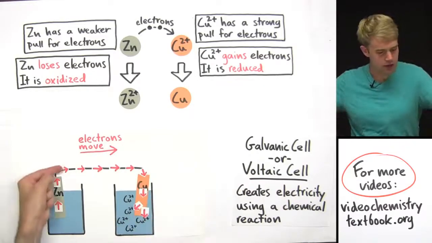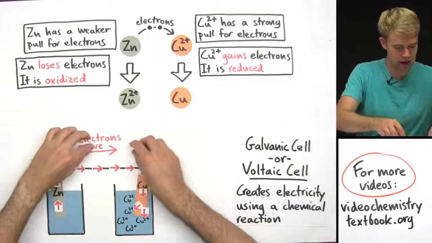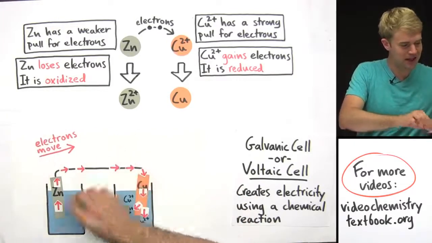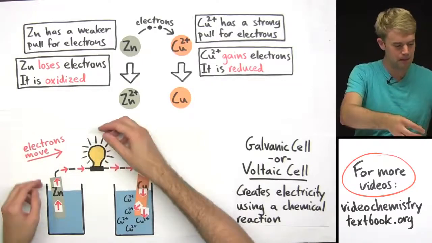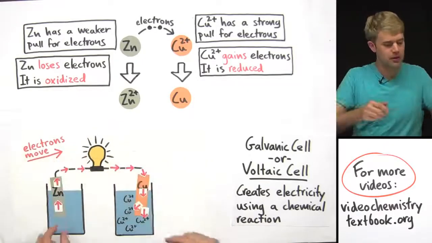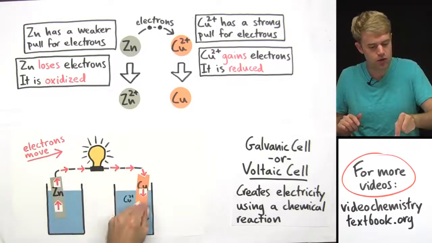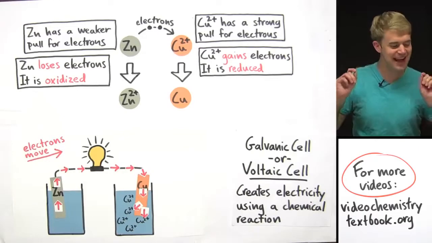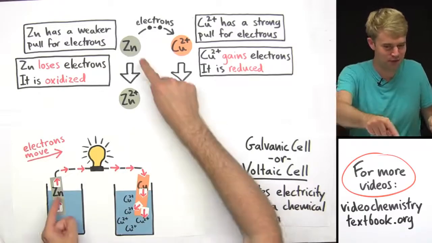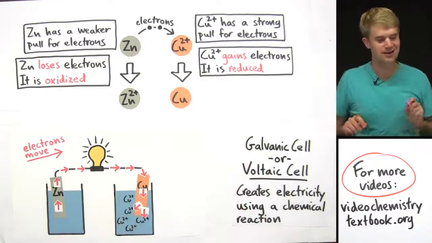So we got electrons moving in this direction, and as I showed earlier, we can even take a light bulb or something and put it between here, and the light bulb will light up because there's electricity moving through this wire as the electrons naturally, spontaneously move from the zinc to the copper.